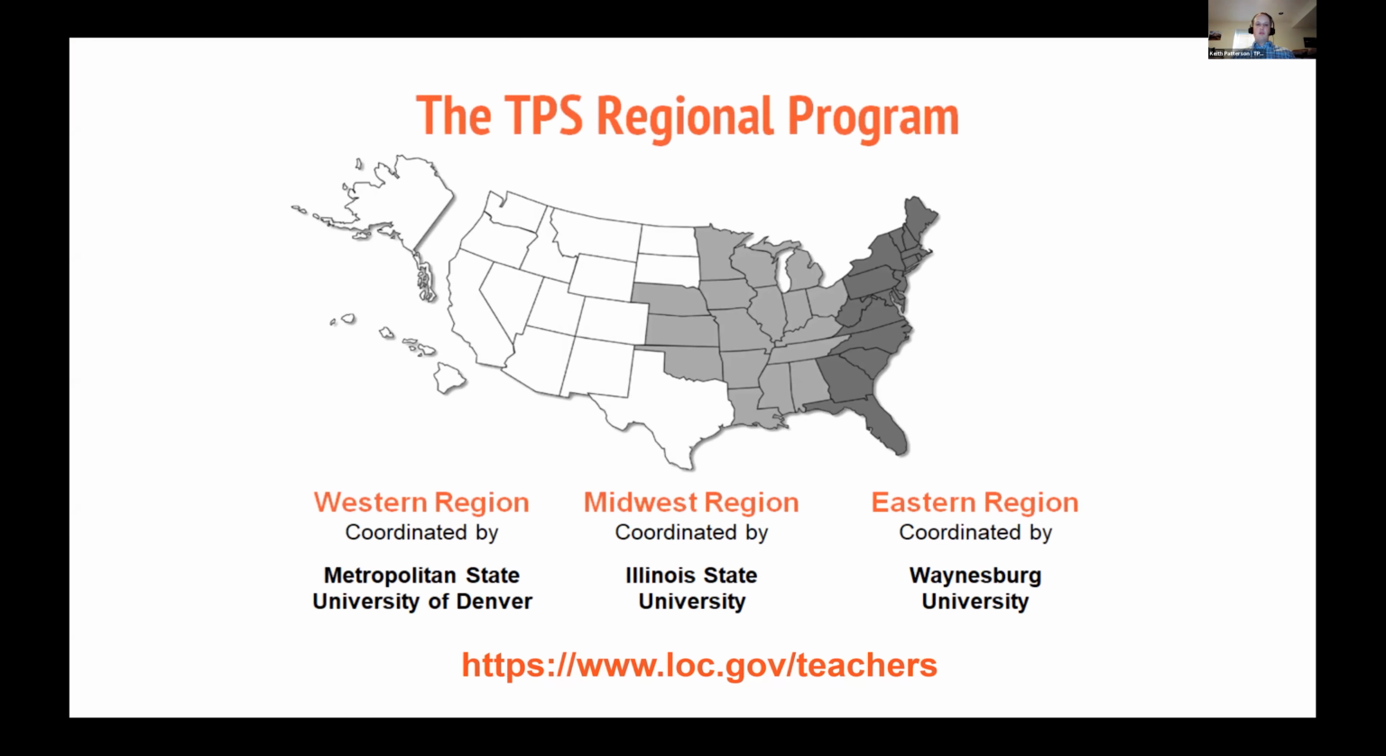Just a last thing before we dive into the presentation, just to make you aware, our office at Metropolitan State University of Denver is one of 3 regional centers that are shown there. The TPS program is a national program, and there are hundreds of programs and partners throughout the country. One of the things we do out of our office is offer grants up to $20,000 to integrate materials from the Library of Congress into existing educational programs.